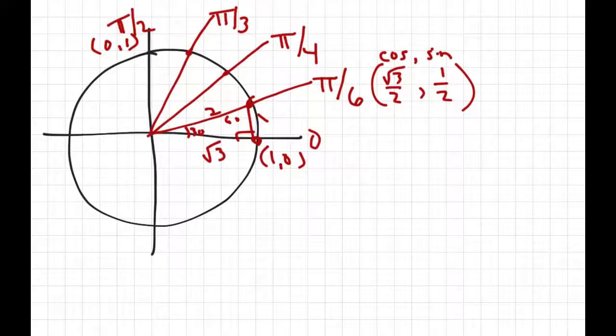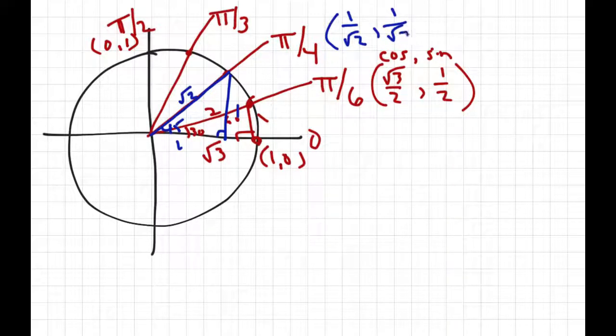For pi over 4, or 45 degrees, that's a 45, 45, 90 triangle. Its sides are 1, 1, square root of 2. So the cosine of 45 degrees is 1 over the square root of 2, and the sine is 1 over the square root of 2.